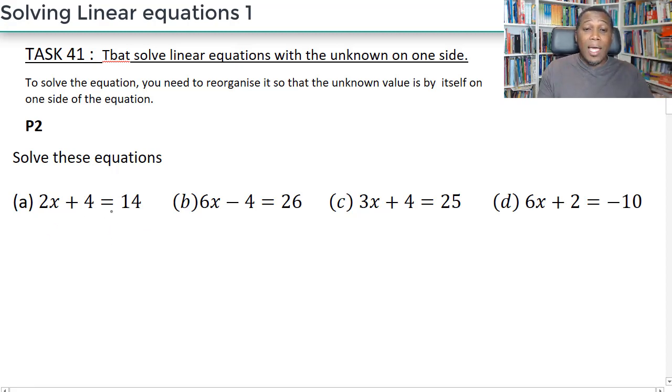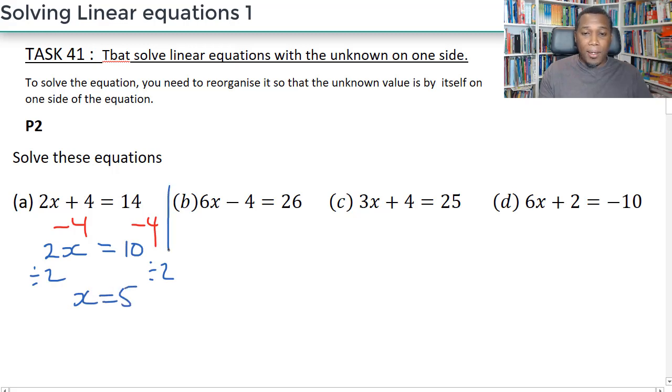So balancing, I'm going to take away 4 from both sides. That's what's going to happen first. And by taking away 4 from both sides, I'm going to have 2x is equal to 10. And then I'm going to divide both sides by 2. And dividing both sides by 2 means I get x equals 5. And at the end of that, I will check. 5 2s are 10 plus 4, 14. So it works. Then the next one, what am I doing?